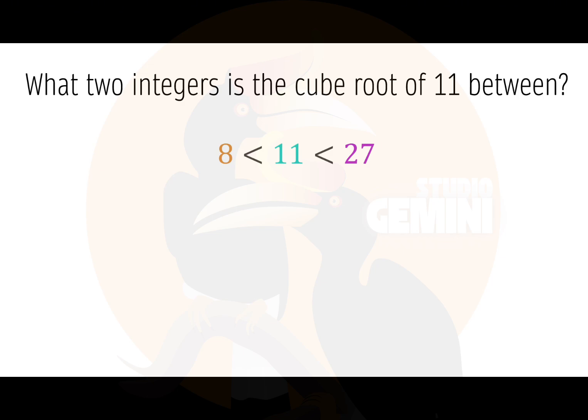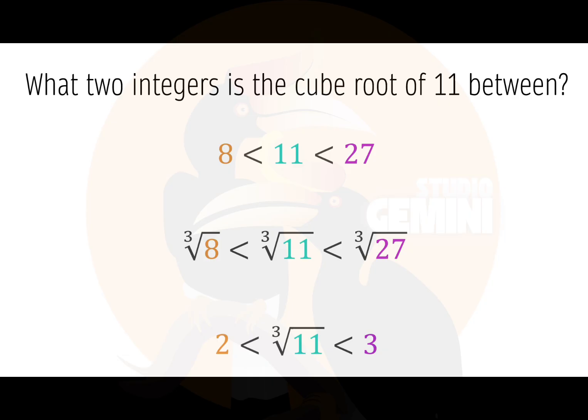If we take the cube root of each part of this inequality, the resulting statement must also be true. The cube root of 8 is less than the cube root of 11, and the cube root of 11 is less than the cube root of 27. But since 8 and 27 are perfect cubes, we know what their cube roots are. The cube root of 8 is 2, and the cube root of 27 is 3. This means that whatever the cube root of 11 is, it must be between 2 and 3.